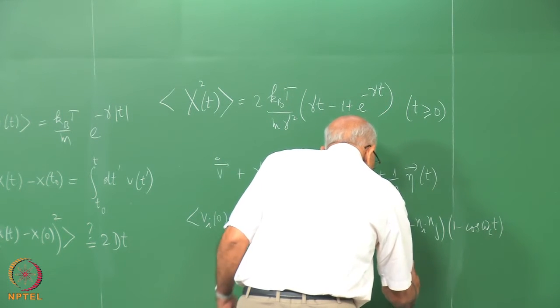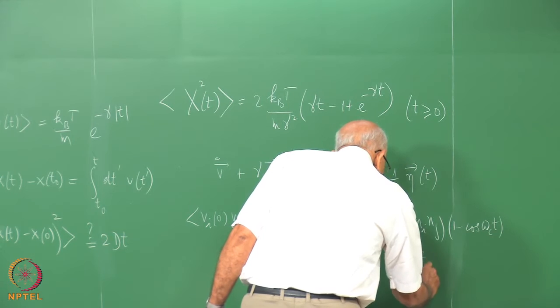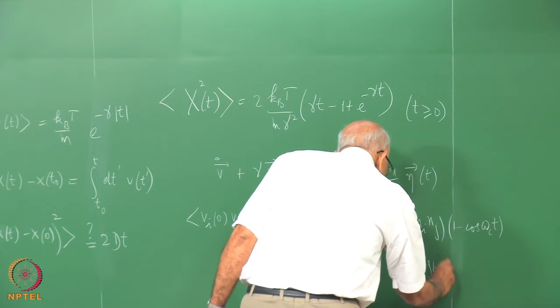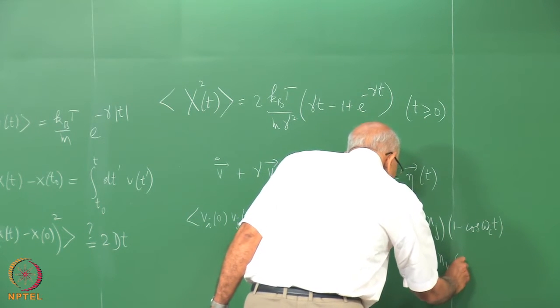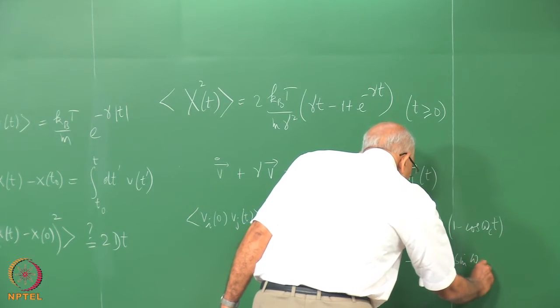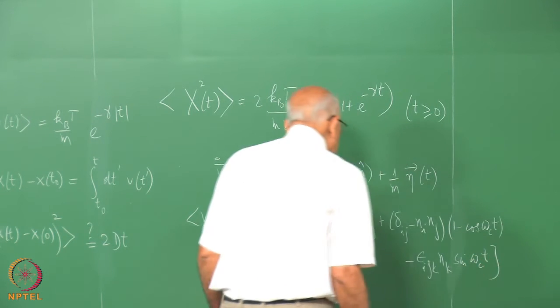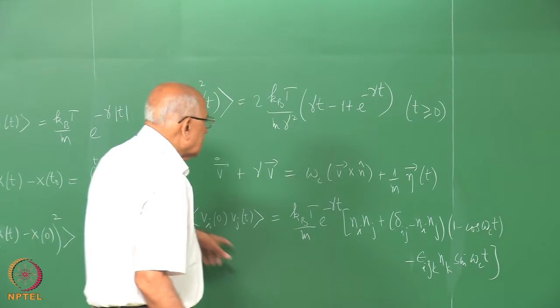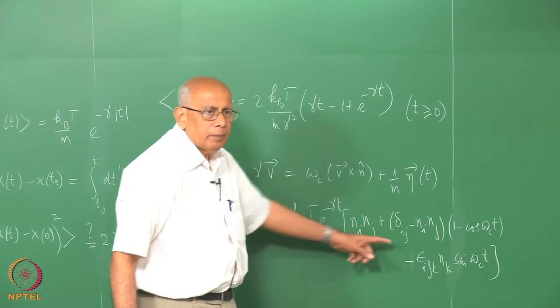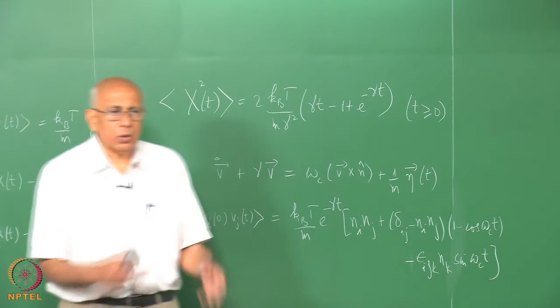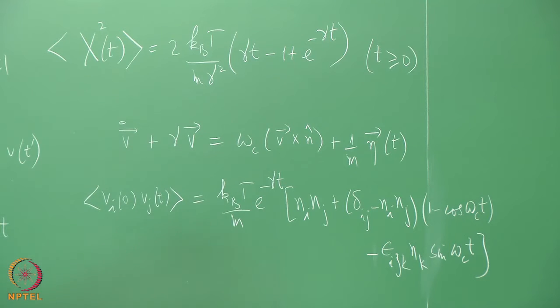Plus or minus, I do not remember, I think it is minus epsilon ijk nk sin omega c t. Whatever it is, it is not proportional to delta ij. So it is clear that there are cross correlations here. Yes. Entirely because of the magnetic field.